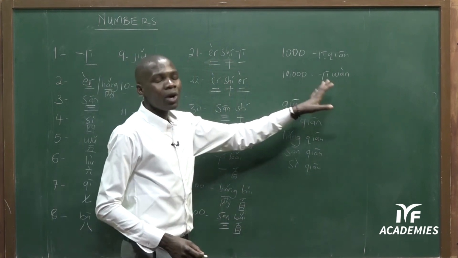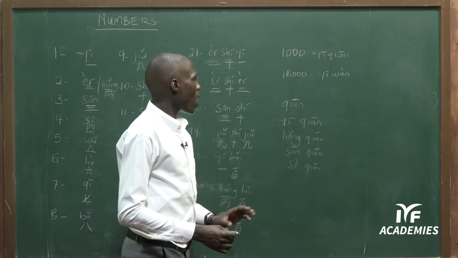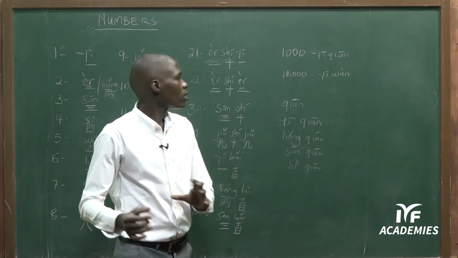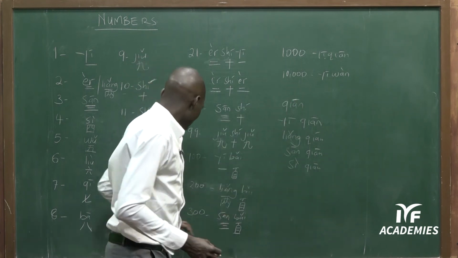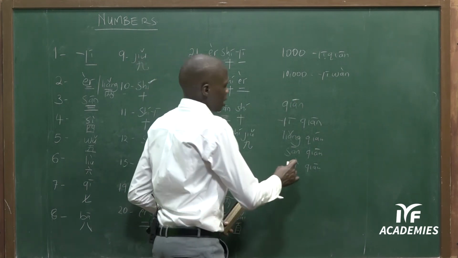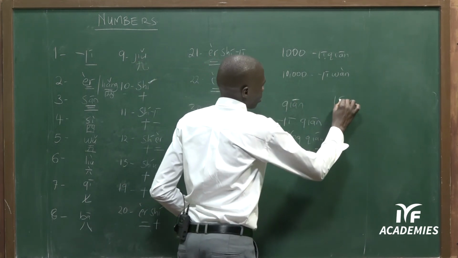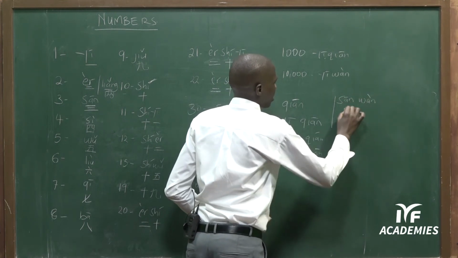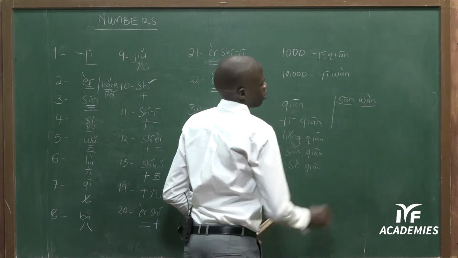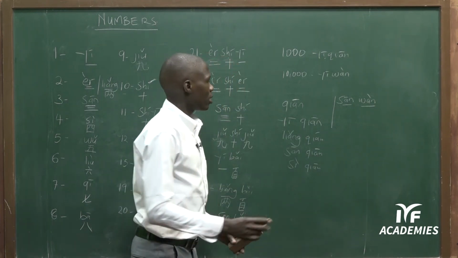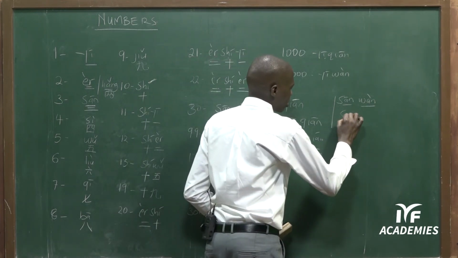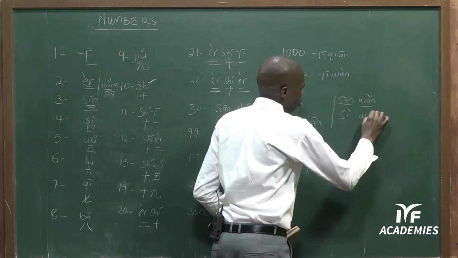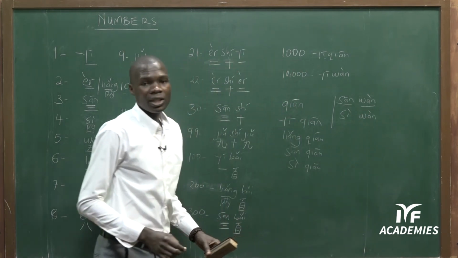10,000 is yi wan. So 1 is like 10,000. When talking about 30,000, you're going to say san wan, which is 3, then 10,000. Talking about 40,000, si wan, 4 then 10,000, meaning 40,000.